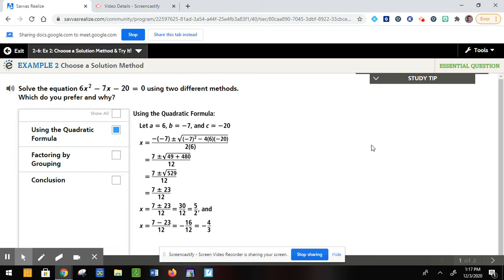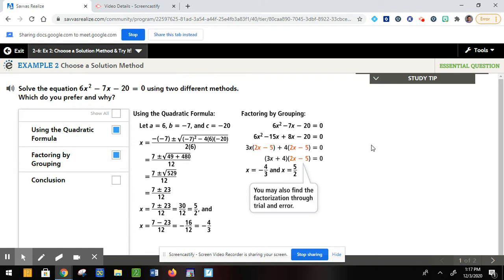This one actually works out in terms of the square root being a perfect square. So the square root of 529 is 23. So you actually have to figure out, what are the two solutions? So it's 5/2 and -4/3. They're also going to do the factoring by grouping method, which is where they split up that middle term into -15x and 8x. And then you factor that way and end up with the same answers.